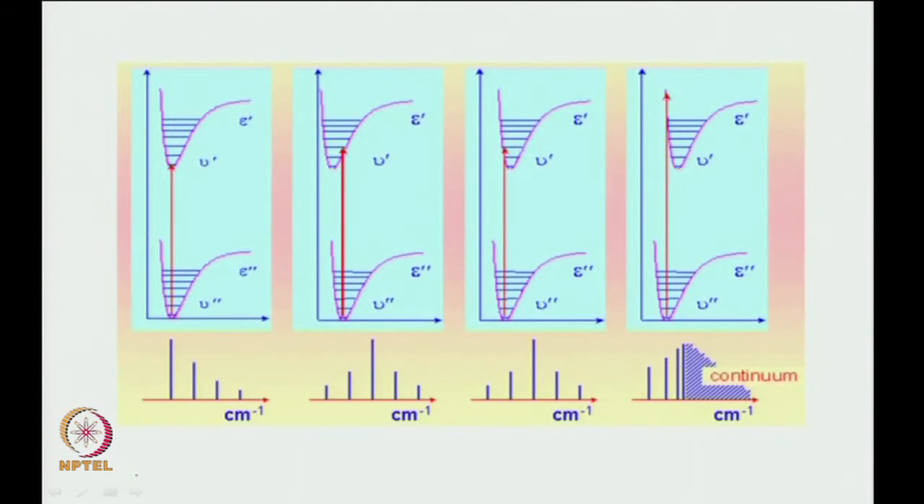Okay. So, again, you go from left to right, see what happens. The left one, there is no change. So, it is a 0 to 0 transition. So, this is the 0 to 0 transition, and it is the maximum.